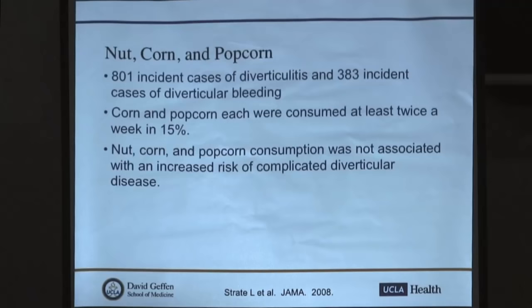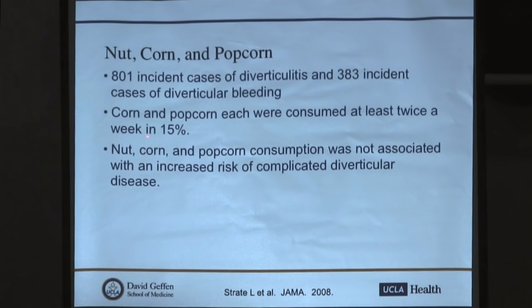There was a large study in 2008 that was published in JAMA, and they looked at 801 cases of diverticulitis and 383 cases of diverticular bleeding. Then they took a history and looked at the consumption of corn and popcorn.